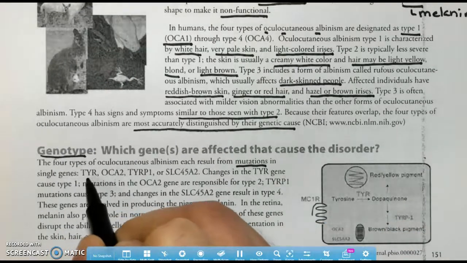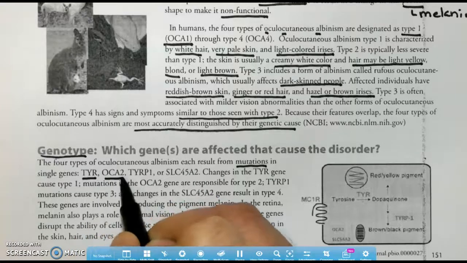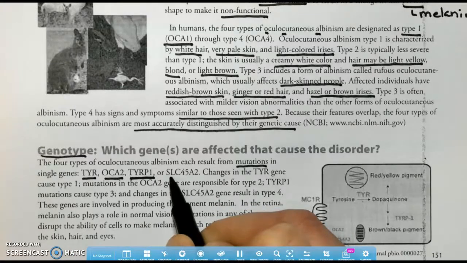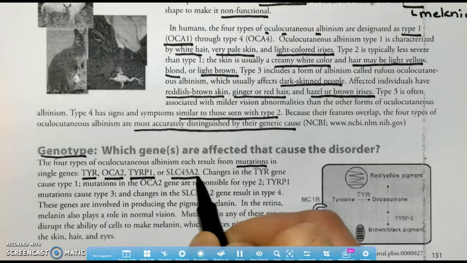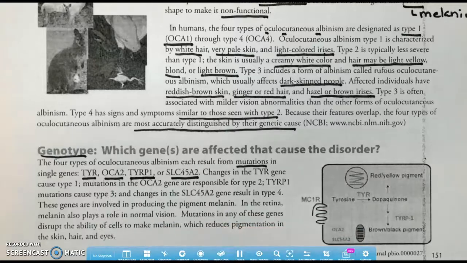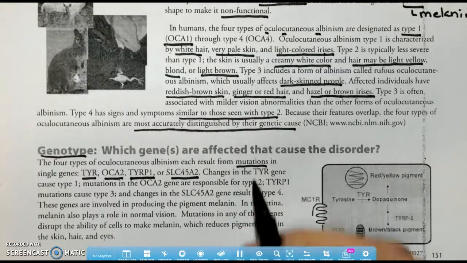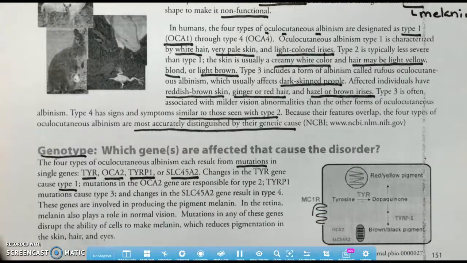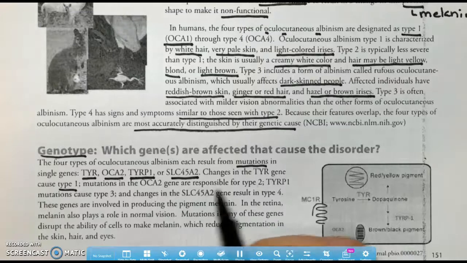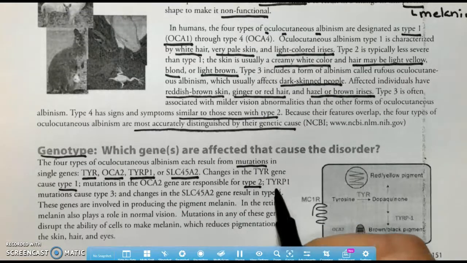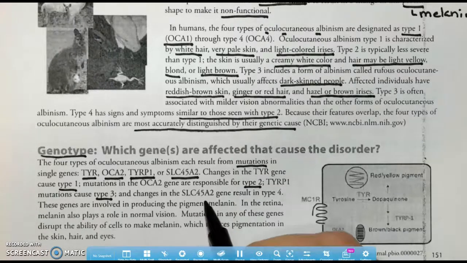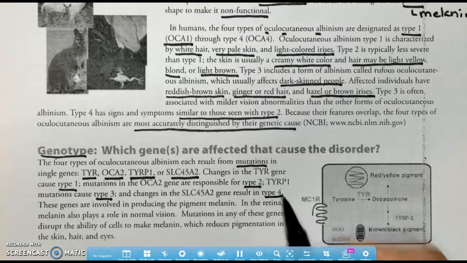The names of these single genes are TYR, OCA2, TYRP1, or SLC45A2. These are 4 different genes within our DNA. Changes in the TYR gene can cause type 1. Mutations in OCA2 are responsible for type 2. TYRP1 can cause type 3 to occur, and changes in SLC45A2 can result in type 4.